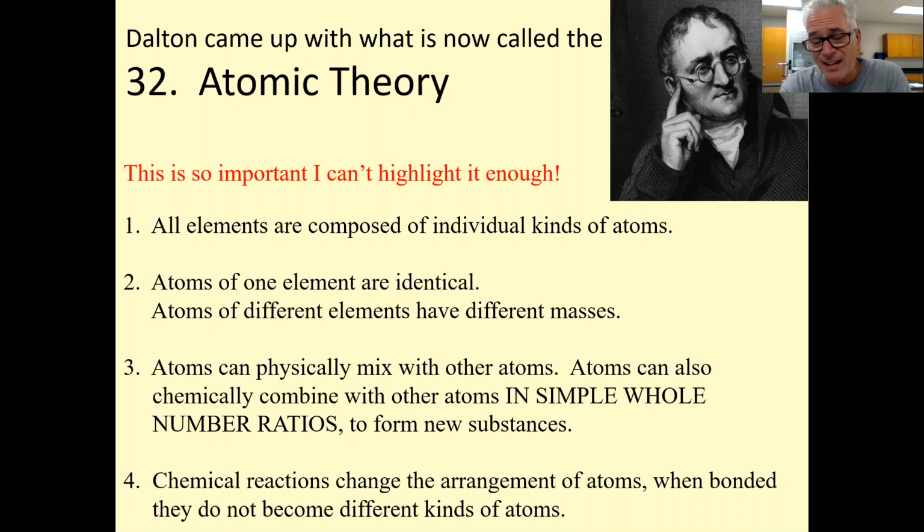Now, what he kind of didn't understand was why they had different properties. Why did different elements differ? He said, well, they have different masses, and the mass difference was enough to make all the properties different. A little dicey on that, but right? All atoms of one element are made of one kind. All atoms of one element are identical, all right? And different elements have atoms that are different masses. That's true. Now, number three, you can mix atoms together.